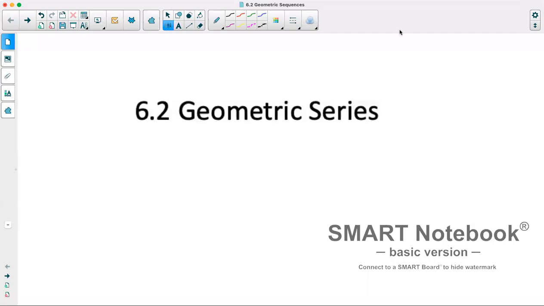Hi, today we're going over section 6.2, which deals with geometric series. Now, the difference between series and sequences is essentially that with sequences, we listed out all of our terms with commas in between them. With series, instead of having commas between them, we put plus signs between them, and essentially we add up a geometric series.